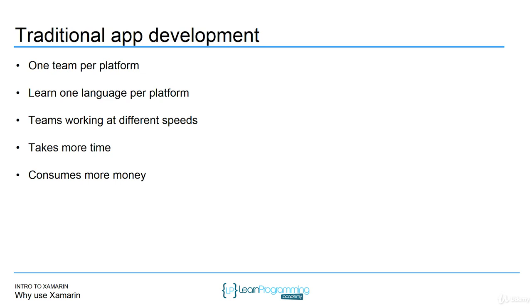So maybe the iOS developers won't be able to help the Android developers, nor the other way around, in case it's needed. And this also applies when it comes to individuals. I have come across a lot of people who want to build an Android and an iOS app, but it's just too difficult or too time consuming for them to learn two languages, two platforms.